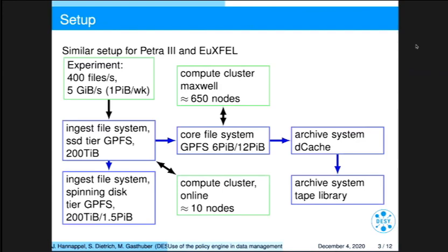Data are accessed at the time they are taken on an online compute cluster, which uses this ingest file system to access the data. And also during data taking, and especially later for analysis with a larger compute cluster, which presently has about 650 nodes, but which is steadily growing. And this accesses the data in this core file system. All of these parts, except the experiment and the dCache, are connected via InfiniBand.